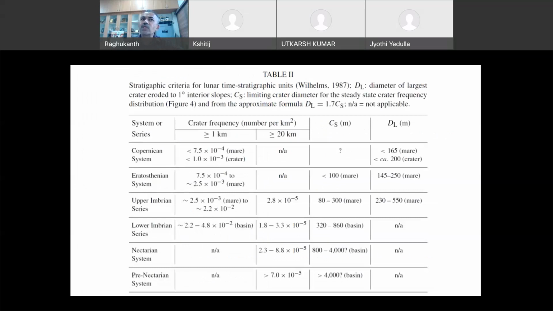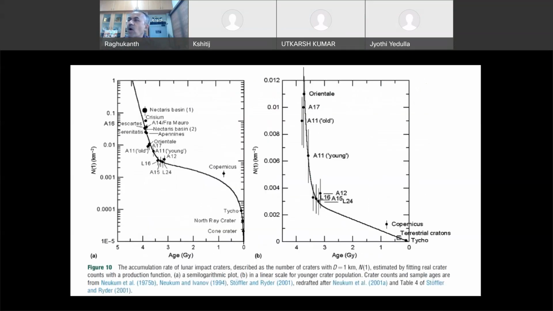So Copernican system means, if the crater frequency for craters more than 1 kilometer in diameter is less than 7.5 times 10 to the power of minus 4, and for a crater region, 1 times 10 to the power of minus 3. Then if it is a pre-Nectarian system, these are very old, for craters of diameter more than 20 kilometers, if it is less than 7 times 10 to the power of minus 5, that means it is a pre-Nectarian system. So like this, they have got these numbers and nicely formulated them.